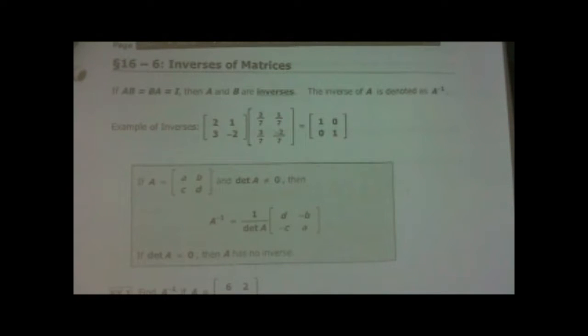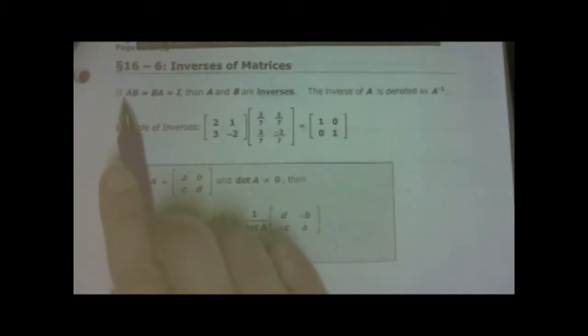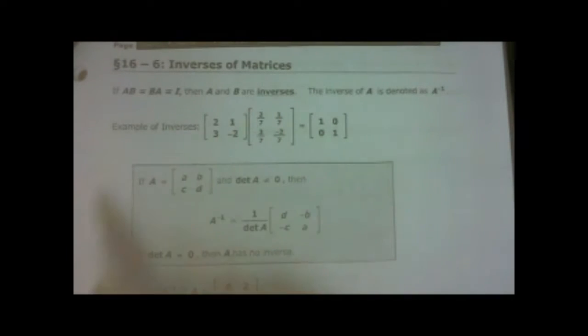And this is pretty easy as long as you know how to find the determinant, which we already learned how to do. So first of all, if you have two matrices, A and B, if A times B equals B times A, which in turn equals an identity matrix, then A and B are inverses.